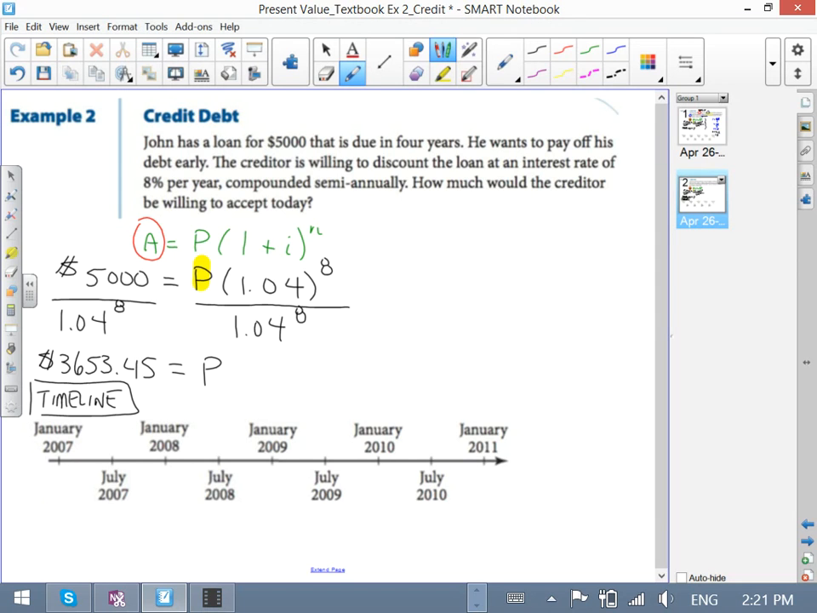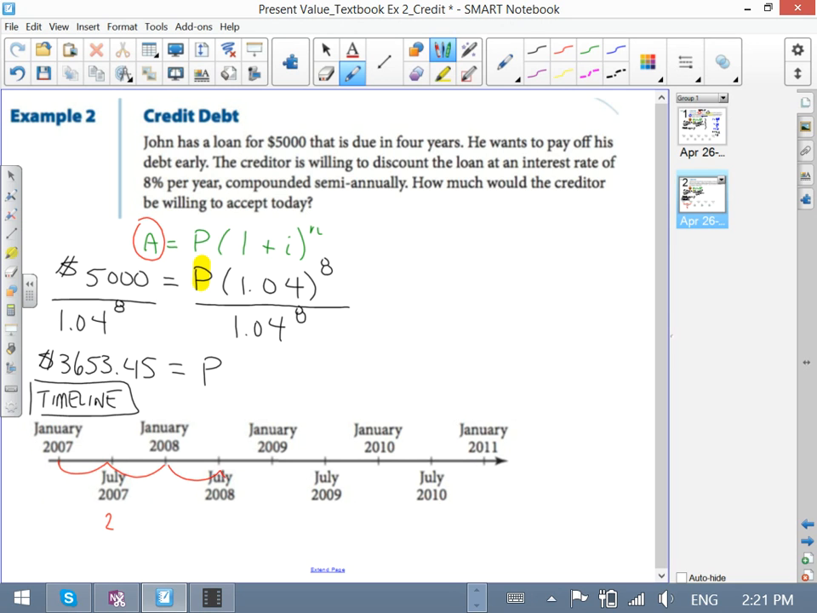Okay. So in the timeline, what you can see, now I'm not sure where they're getting the dates from, but I think they're just using January as a convenient starting point. But if you were to count along with me here, we actually have 1, 2. Okay, so there's 2 compounding periods or interest periods where you're charged interest.